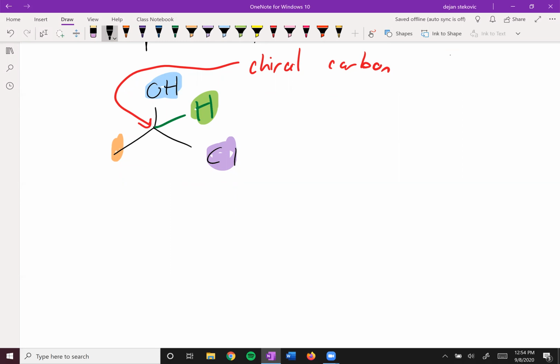And so when we say different things attached, we don't mean just directly. It can be further downstream. So differences can be more than 1 carbon away or more than 1 bond away.